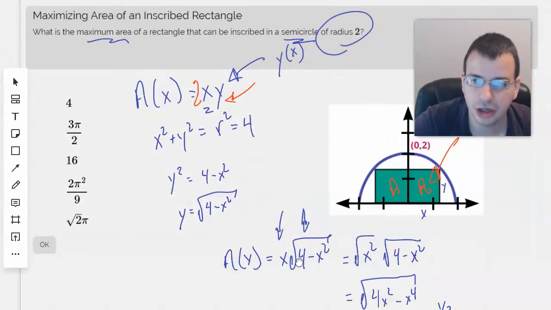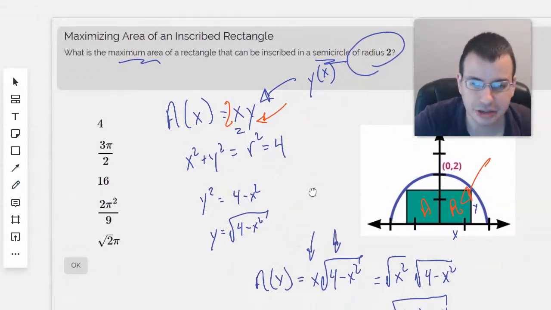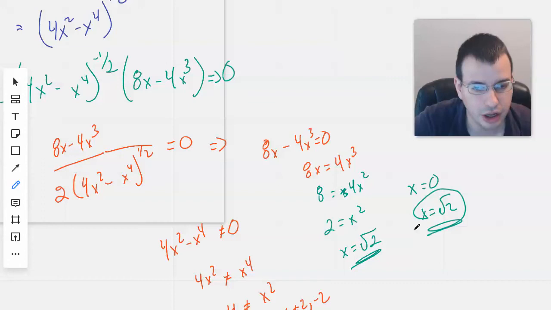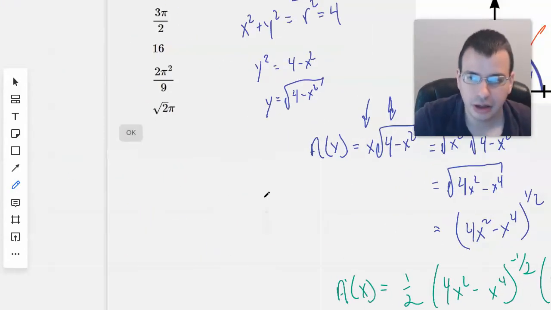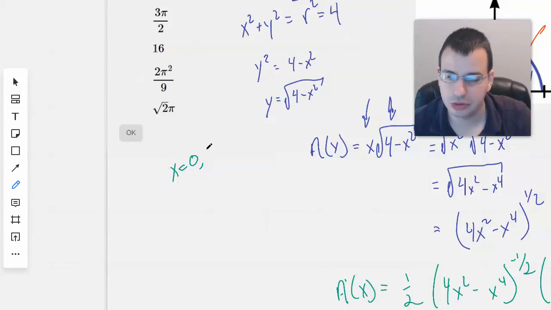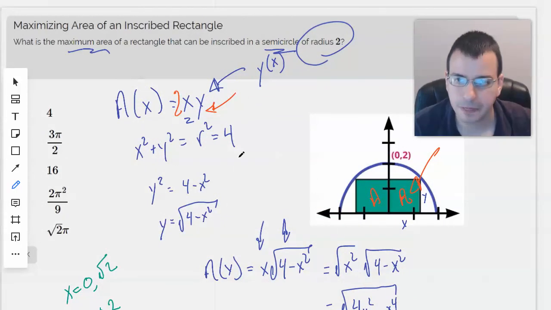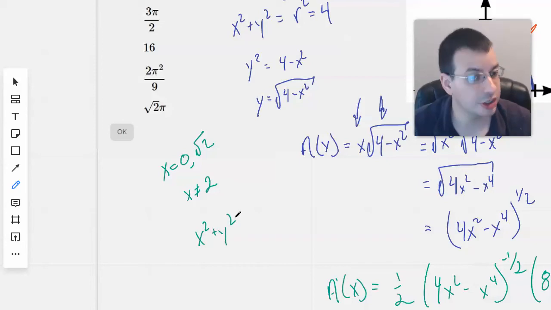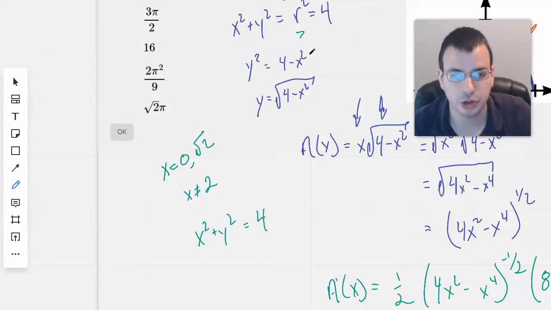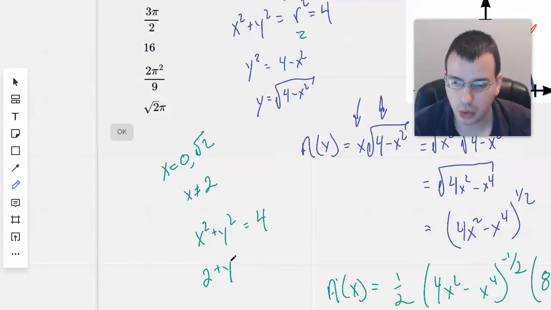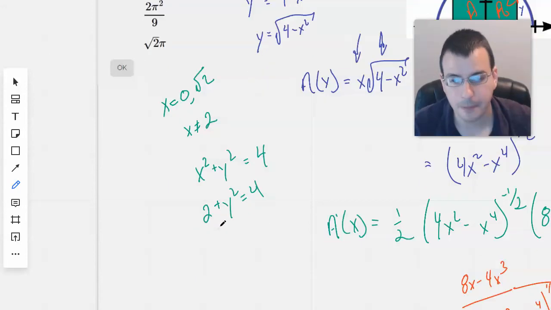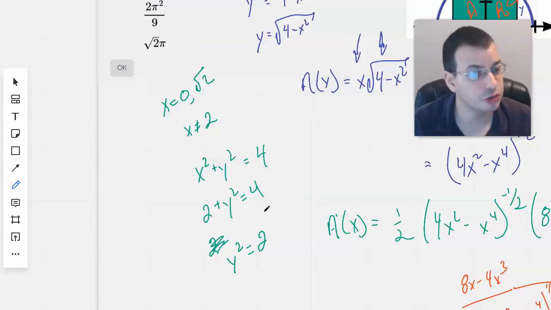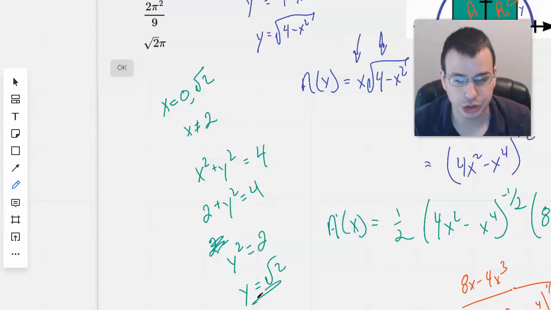Okay, we'll go back up here and take a look at what we have as potential answers. So we have x equals 0 or x equals square root of 2, and x cannot equal 2. Now I'm looking at the circle: x squared plus y squared equals 4, because r squared. Then we have 2 plus y squared equals 4, so y squared equals 2, because we subtract 2 from both sides. And then y also equals the square root of 2.